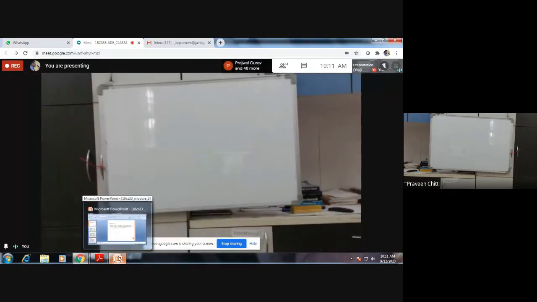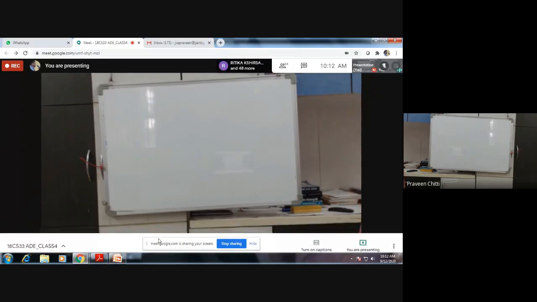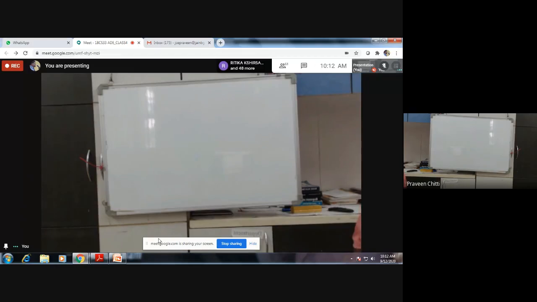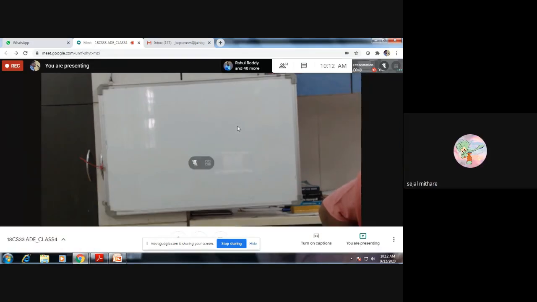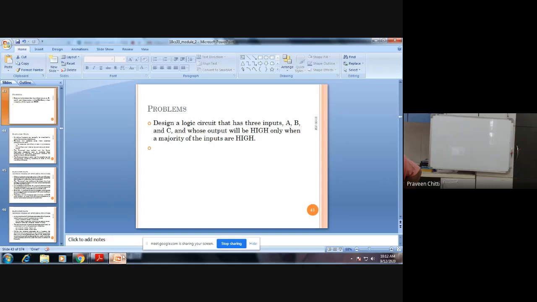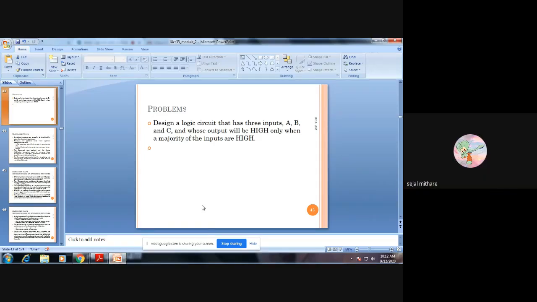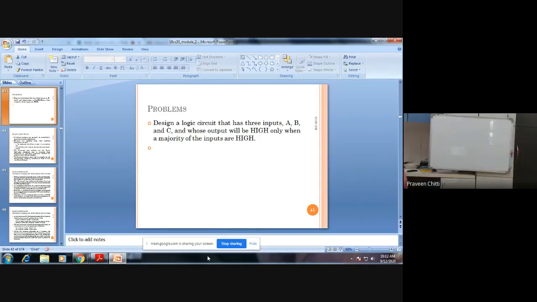I hope the screen is visible now. Can anybody read what is the problem given there? Read the problem which is there on the screen. Sejal, can you read the problem? Do it fast. The screen is not visible. Now is it visible? Yes, sir. Read that problem. All of you can write down that problem. Read it.